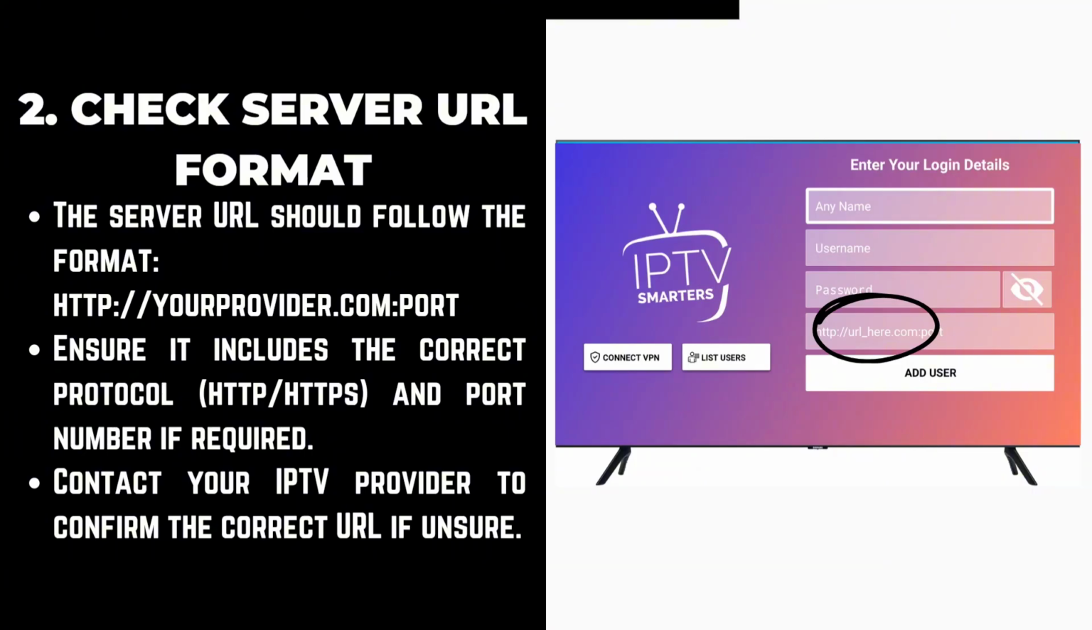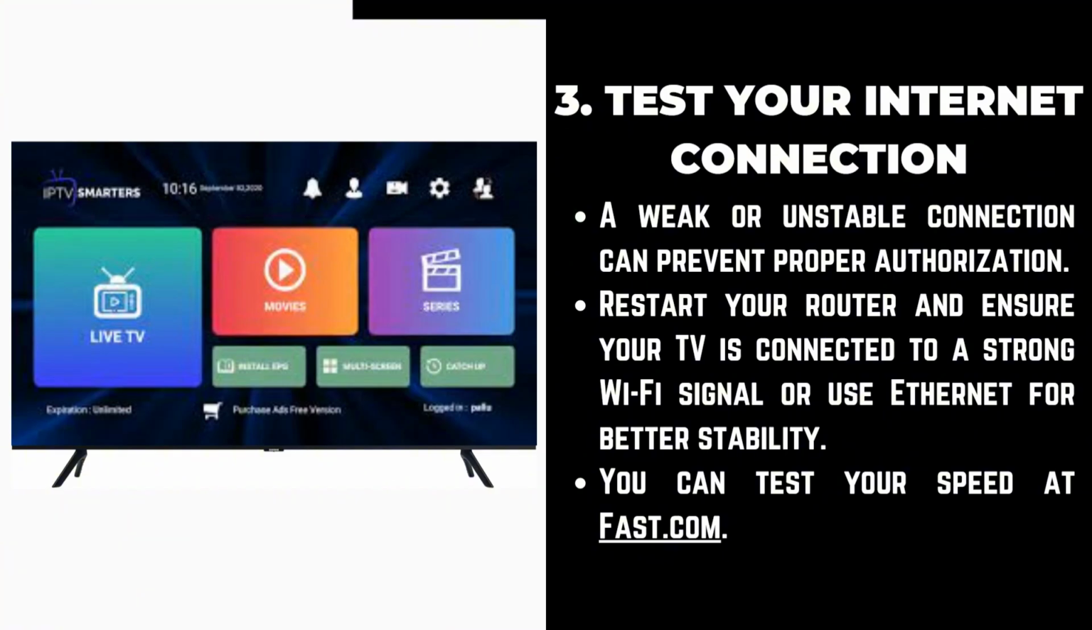Second thing you can do is to check server URL format. The server URL should follow the format http://yourprovider.com:port. Ensure it sets the correct protocol and port number if required. Contact your IPTV provider to confirm that the correct URL if unsure. And lastly is to test your internet connection.